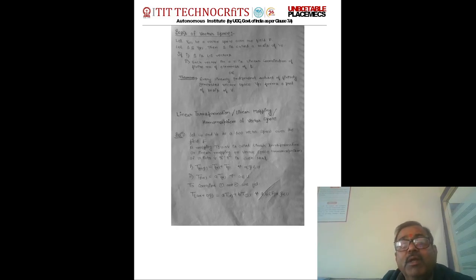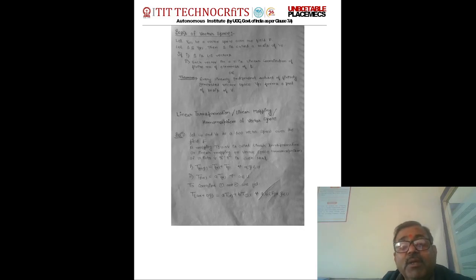Now linear transformation or linear mapping. Let U(F) and V(F) be two vector spaces over the field F. A non-empty mapping T from U to V is called a linear transformation or linear mapping of U to V if T(alpha plus beta) equals T(alpha) plus T(beta) for every alpha, beta belonging to U, and T(a alpha) equals a T(alpha) for every a belonging to F. Or, combining 1 and 2, we get another relation: T(a alpha plus b beta) equals a T(alpha) plus b T(beta) for every a, b belonging to F and alpha, beta belonging to U.